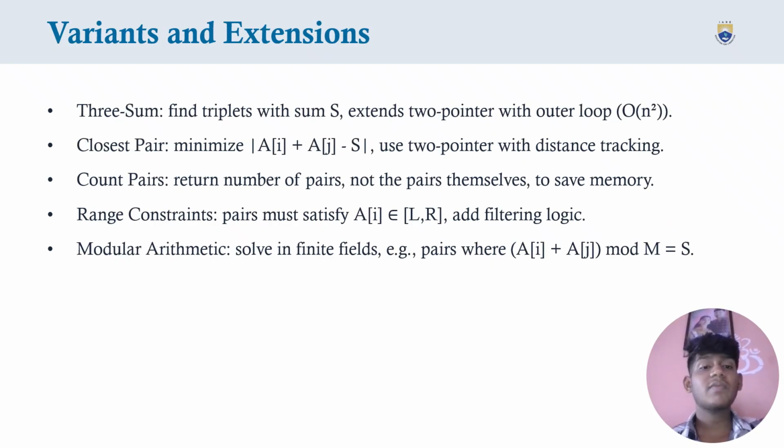Variations and extensions. 3Sum: find triplets with sum S. Extend two pointer with an outer loop. Closest pair: minimize the difference, using a two pointer with distance tracking. Count pairs: return the number of pairs, not the pairs themselves, to save memory. Range constraints: pairs must satisfy additional filtering logic.